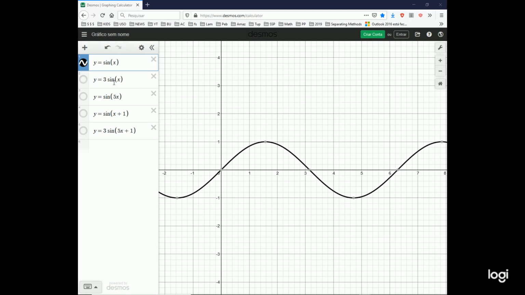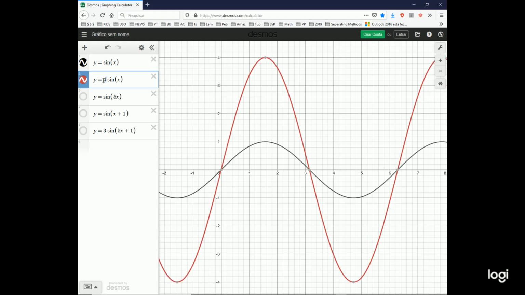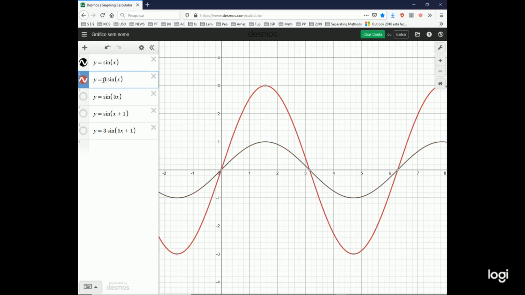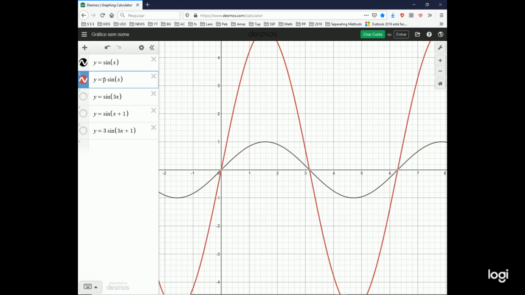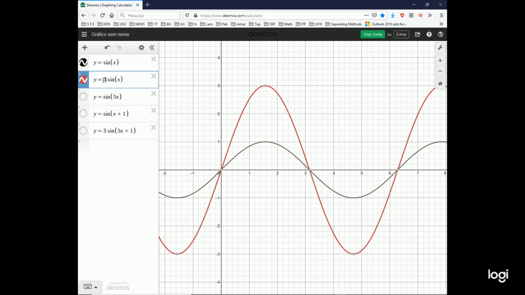What happens if we touch the amplitude? Look what is going to happen. We are still going to have those roots in the same place, pi, 2 pi, but we are only changing the amplitude. If we put 4, it is going to be even higher. If we put 2, 3, 4, 5, and so on, okay? Let's leave 3. This is when we just change the amplitude.